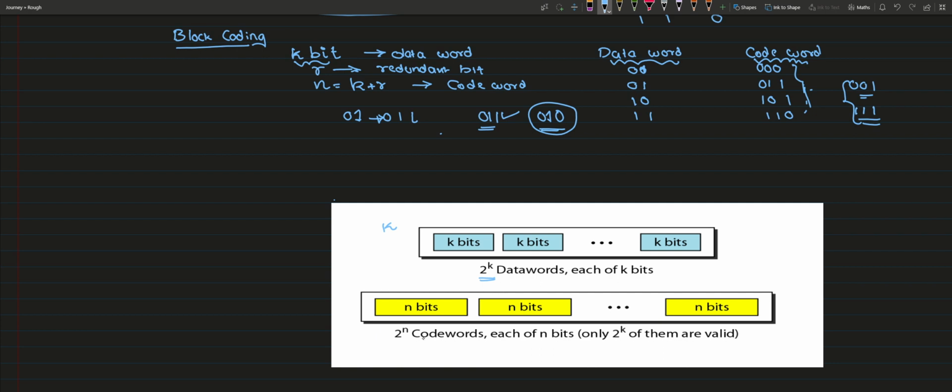Yes, sir. But code word wise, 2 to the power n code words also need not be valid. Out of that, only 2 to the power k will be valid. Hope this statement makes sense, right?